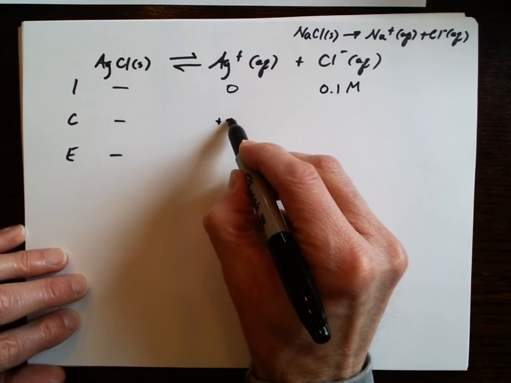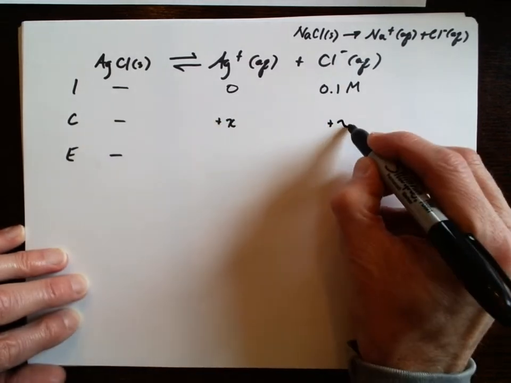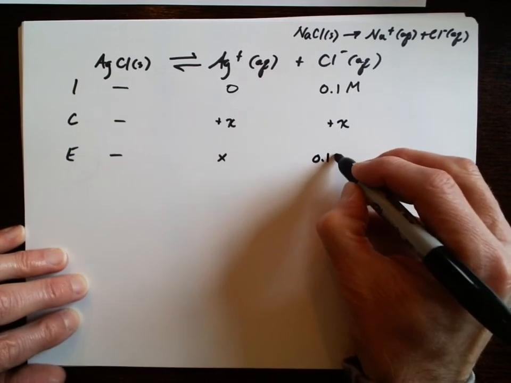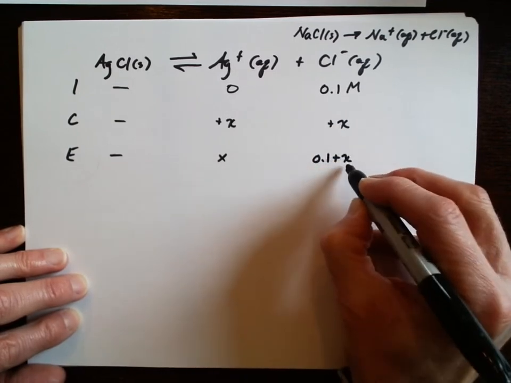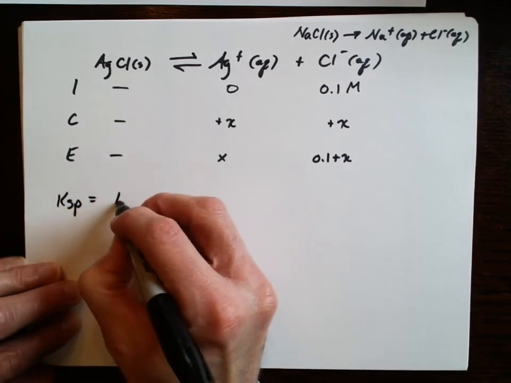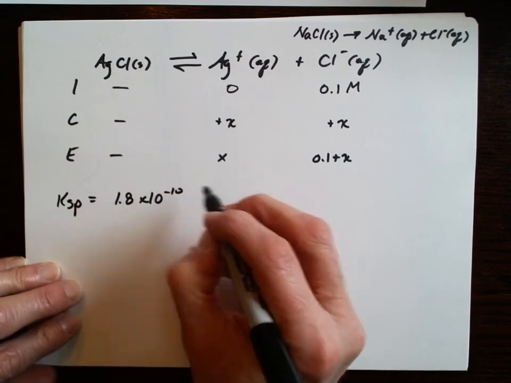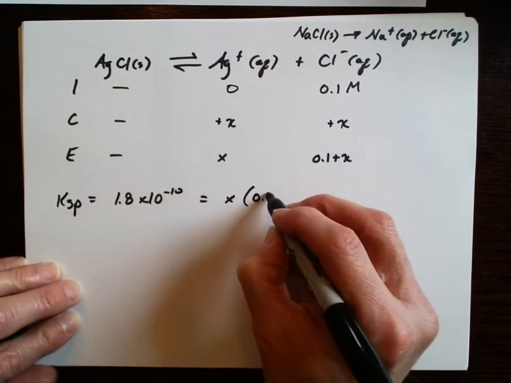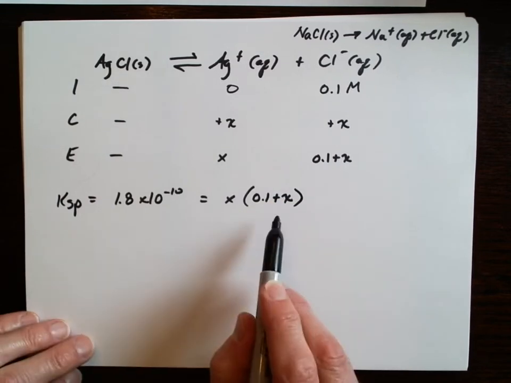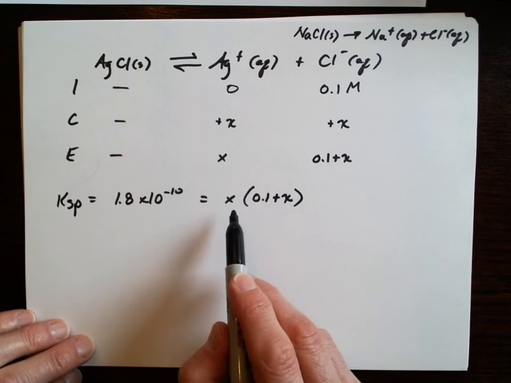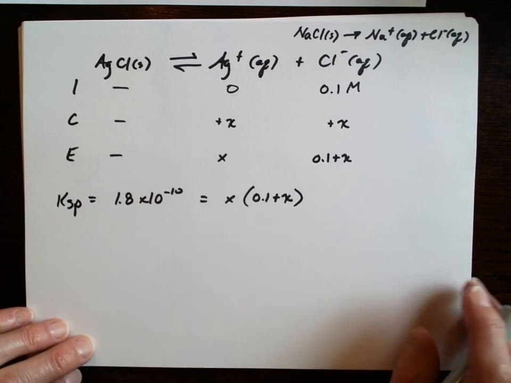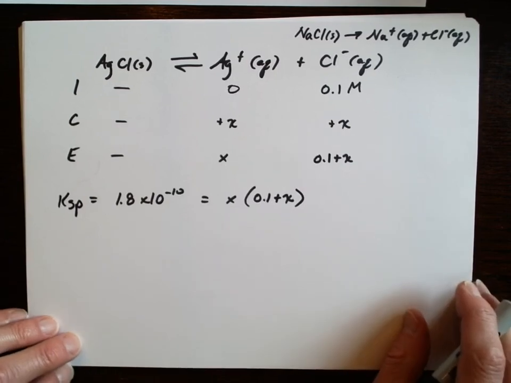Well, we're going to gain X amount of silver and X amount of chloride. And so at equilibrium, we're going to have X amount of silver and 0.1 plus X amount of chloride. And once again, we know that KSP, which is 1.8 times 10 to the negative 10, is going to be equal to X times 0.1 plus X. Now we could solve this directly, but if we do the full algebra, we're going to end up having to solve a second order polynomial.